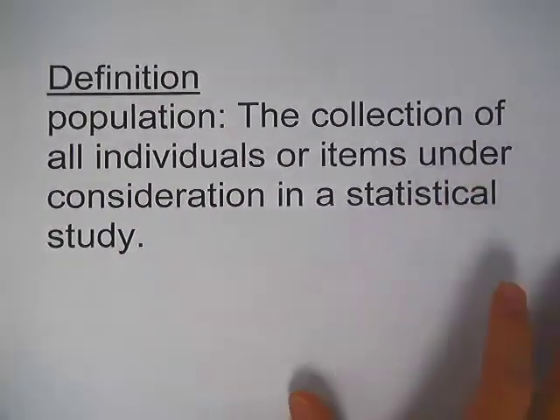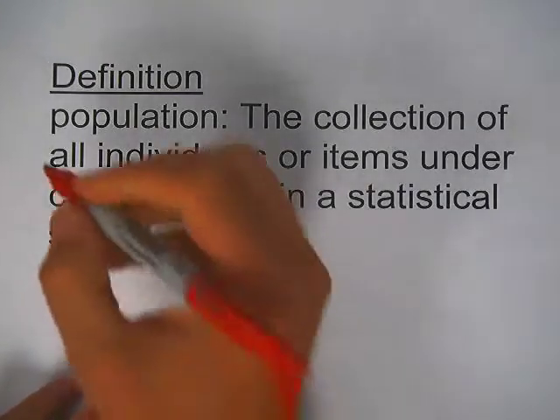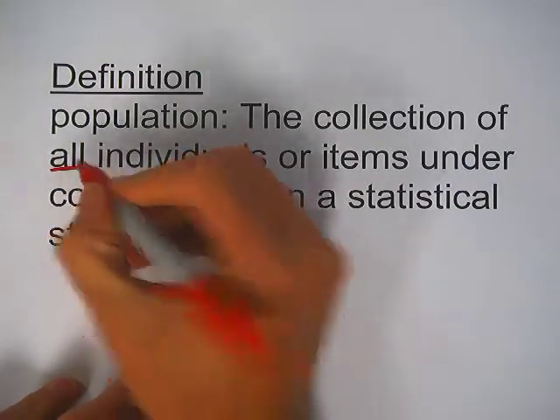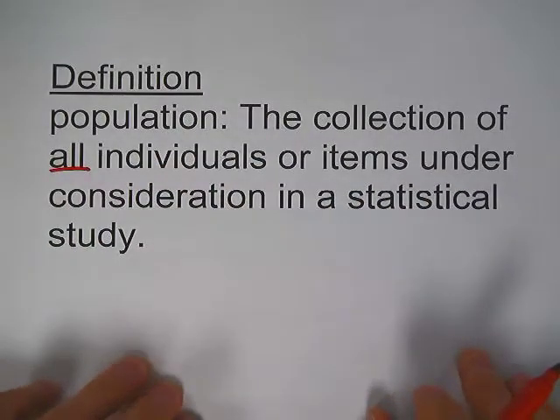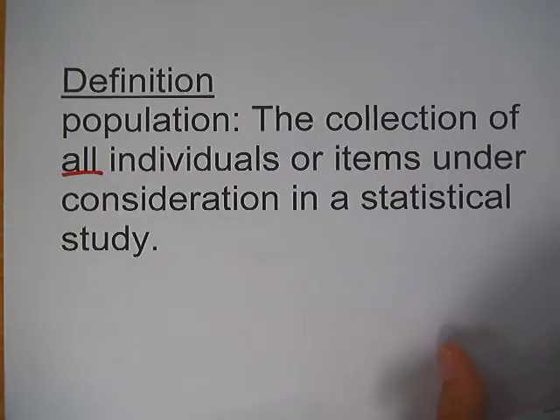Your population, or your population of interest, is the collection of all individuals or items under consideration in a statistical study. Your key term here is all. Okay, your population is everybody. So if you're interested in learning about how much the typical person in an office building spends on lunch, your population there would be all workers in this certain office building. So we want to consider everybody that we're interested in. That's what your population is.